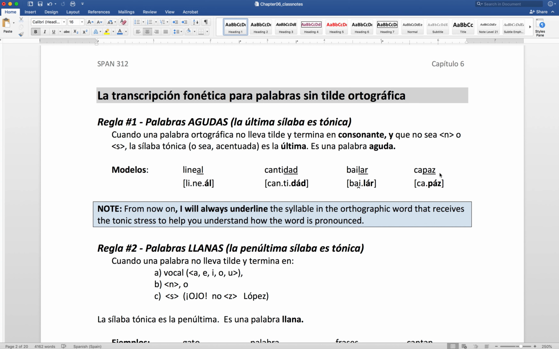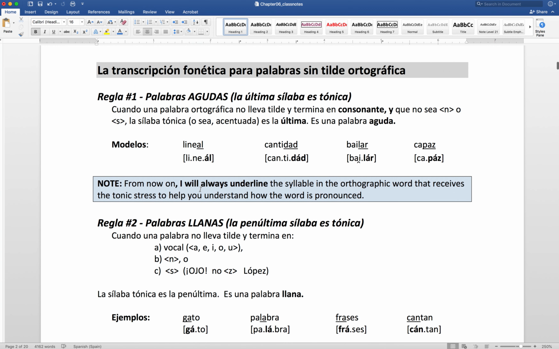Same with capaz. Yes, it ends with a consonant. It is not an S, even though it sounds like an S, it is not the letter S, and therefore it will be an aguda, where the stress falls on that last syllable.